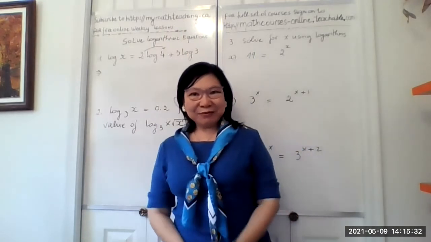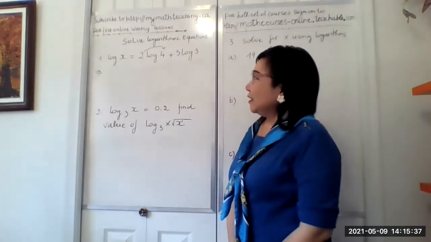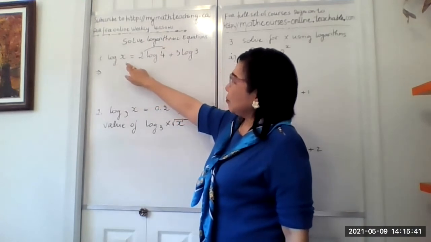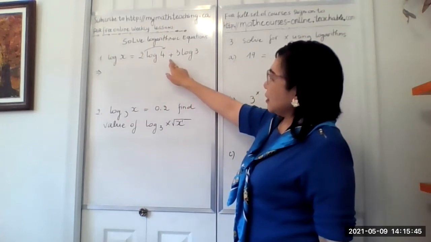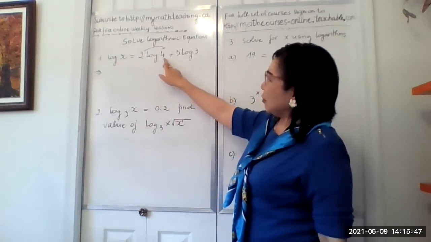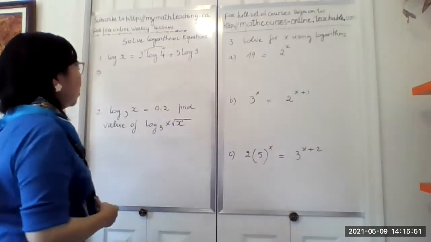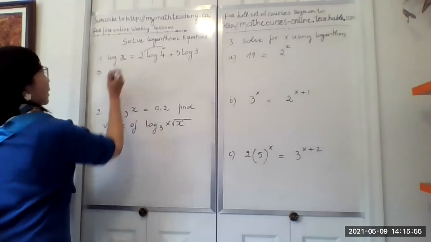So let me start with our video today. On the board, I have number 1. On the left side, we have log x equals. On the right side, we have 2 log 4 adding with 3 log 3. So let's see how we approach this lesson. Our purpose is to solve for x.